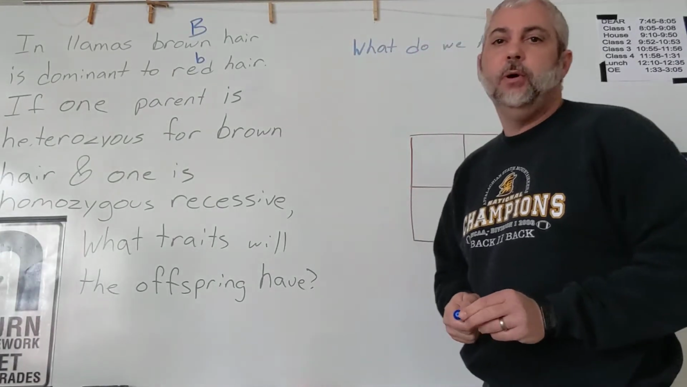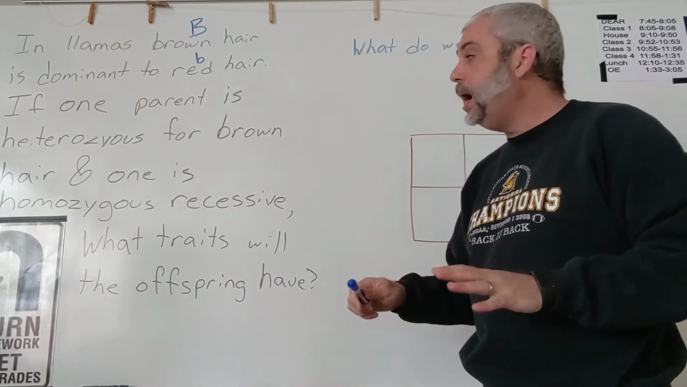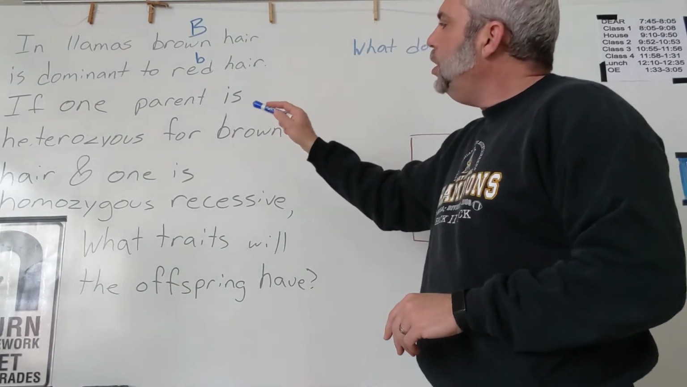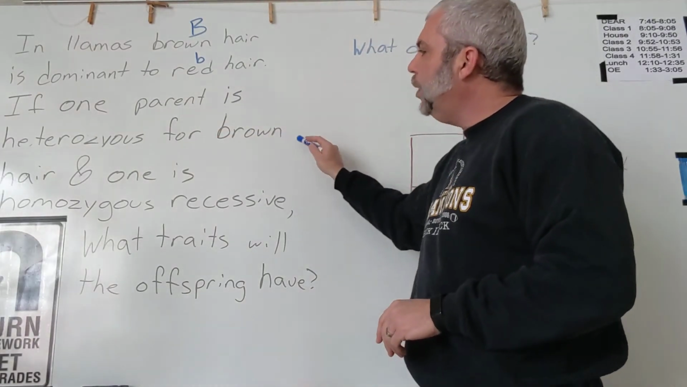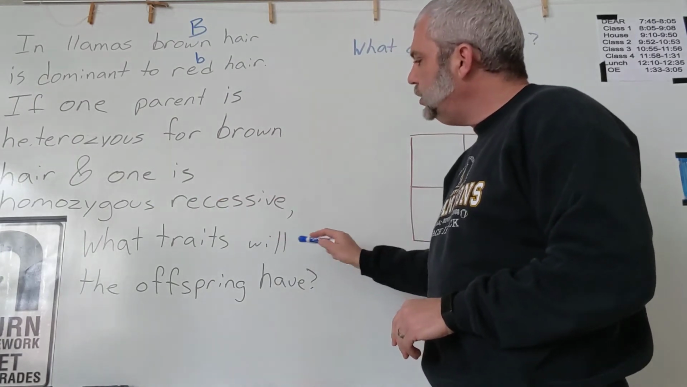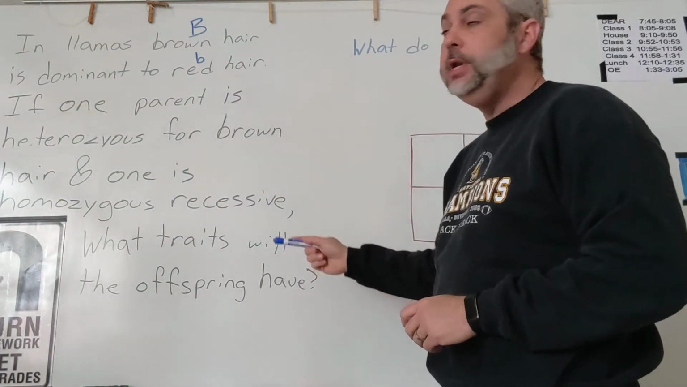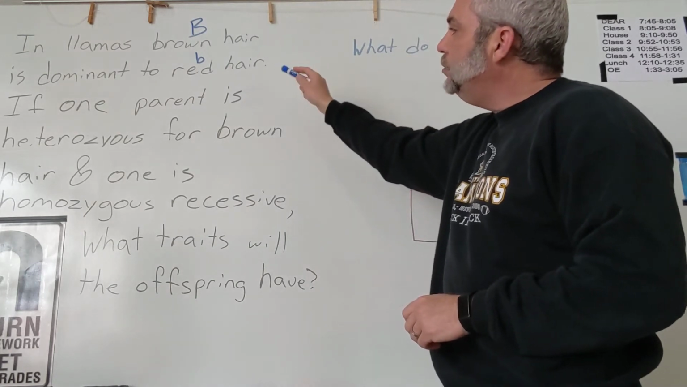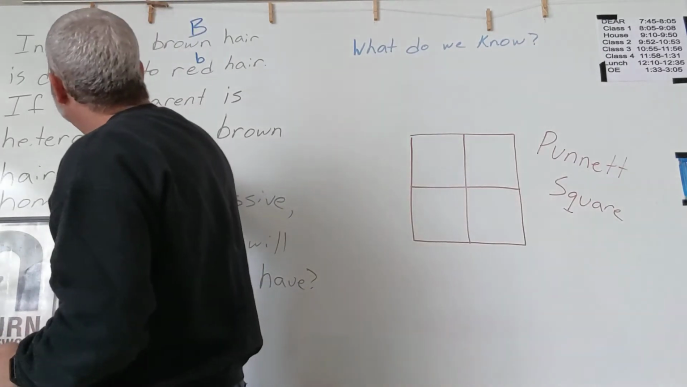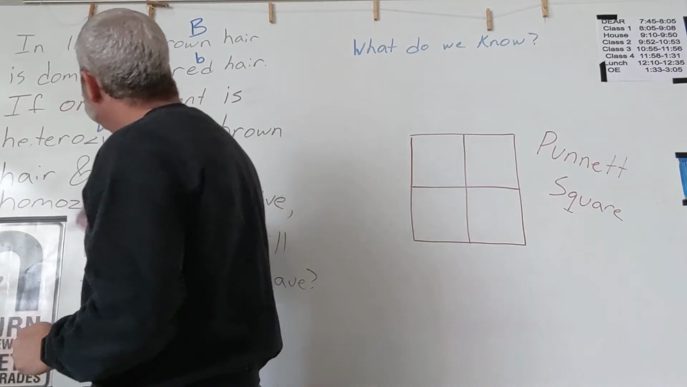All right, I've changed the question just a little bit. Still the same idea. In llamas, brown hair is dominant to red hair. If one parent is heterozygous for brown hair and one is homozygous recessive, what traits will the offspring have? What do we know? So we already know about the dominant and the recessive. Heterozygous, we know, is big B, little b.